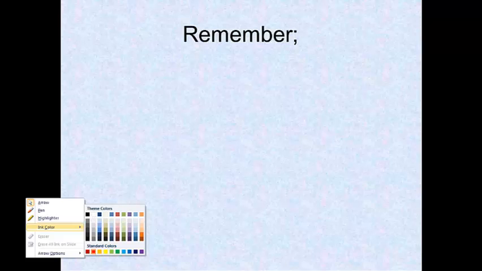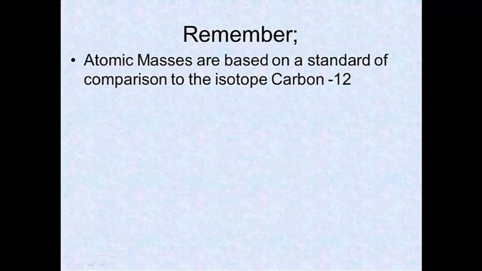So, a couple of things to remember. Atomic masses are based on a standard of comparison to the isotope carbon-12. Notice, isotope carbon-12. Remember, there are two ways to write isotope symbols. Way number one is to actually write the name with a dash and the mass number of the isotope. Way number two is to write the symbol with the mass number of the isotope up there.